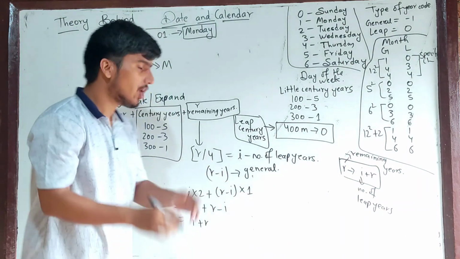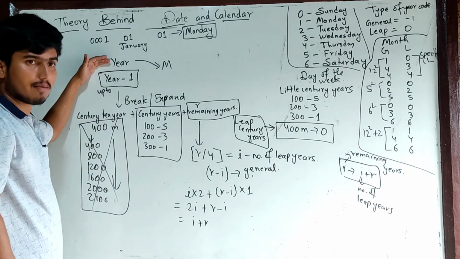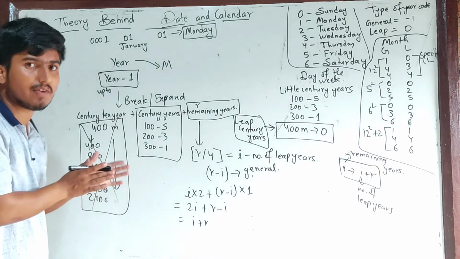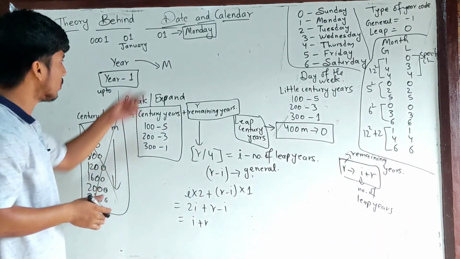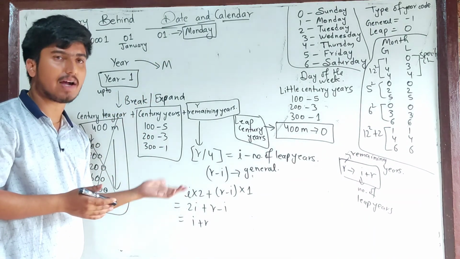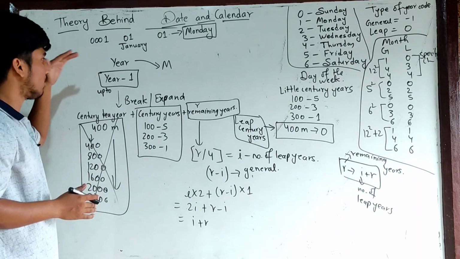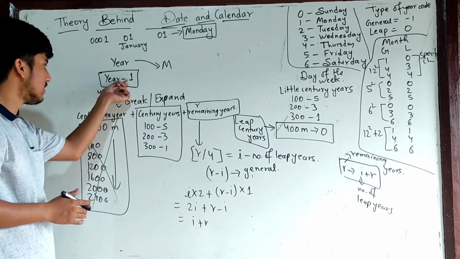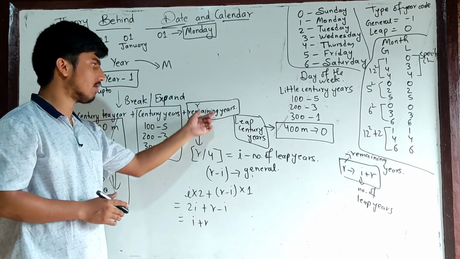First, we break the year. We subtract 1 from the given year, because we want to find out the number of odd days up to the previous year, because this year is currently running, and for this year we move on to the month part and day part. So for the year we subtract 1, and then break or expand that year minus 1 value into some century leap years, some century years and some remaining years.